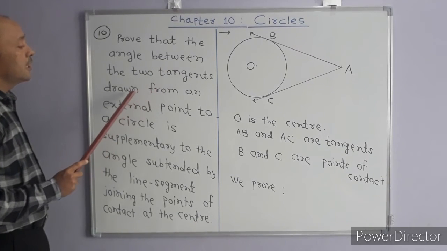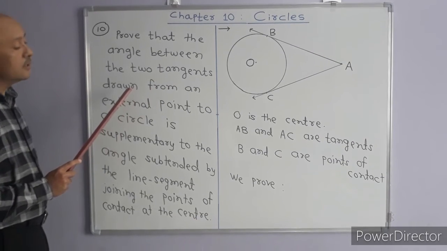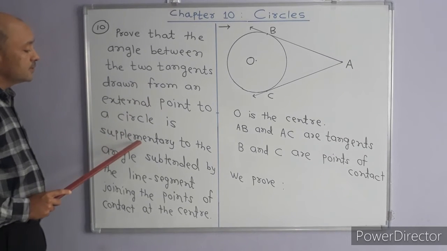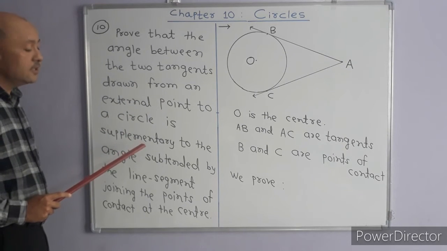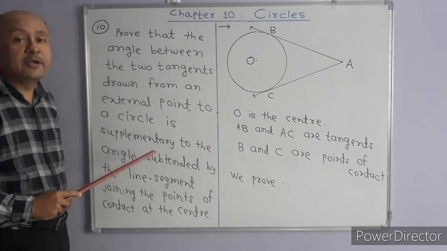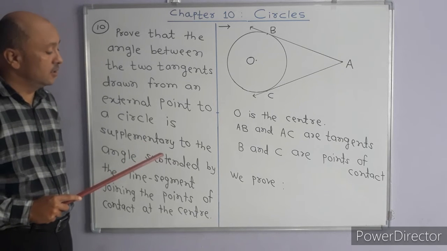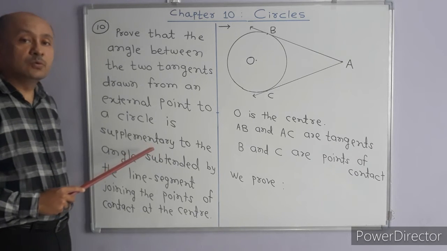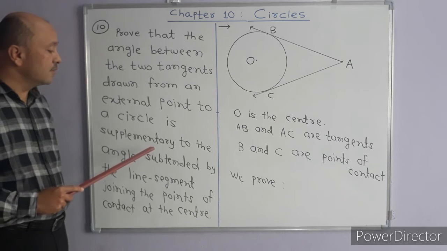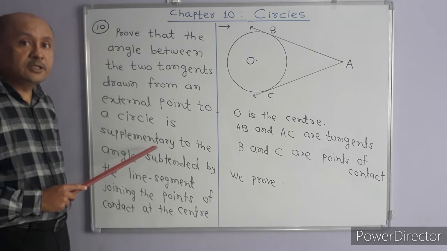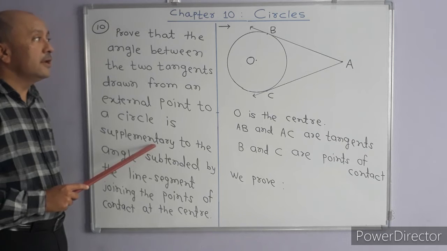So the tangents we are going to draw from an external point. Then what is the meaning of supplementary, students? We have seen supplementary angles and complementary angles in your previous standard. Two angles whose sum, whose addition comes to 180 degrees, are called supplementary angles.